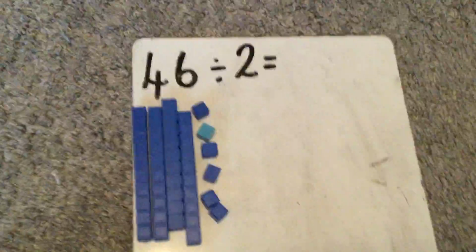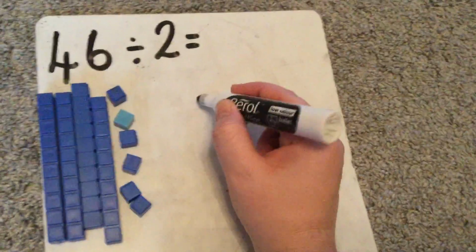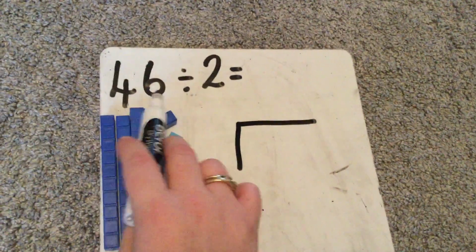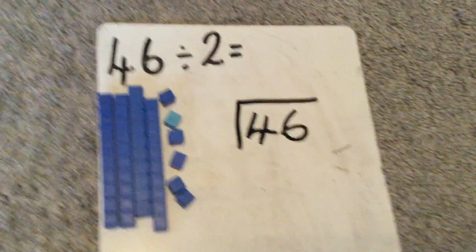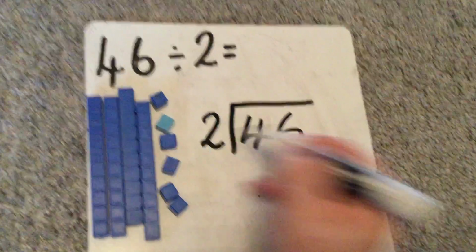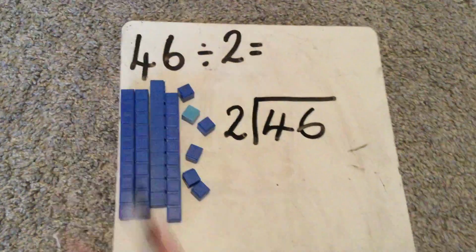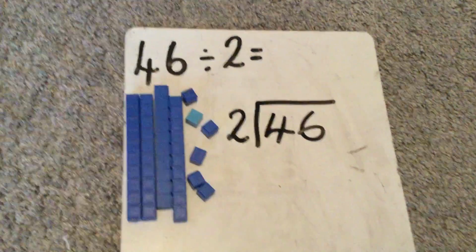We're sticking with the 2 times table, right? So remember, I've got my cheat sheet over there to help me. Okay, first step, use that bus stop, and inside goes the number that we are dividing, which is 46, and on the outside goes the number 2. Now we want to get rid of all of these deans, these 46 deans.